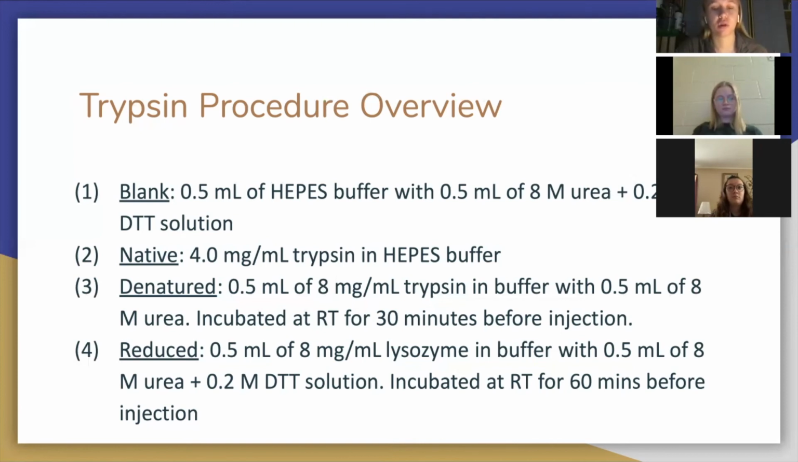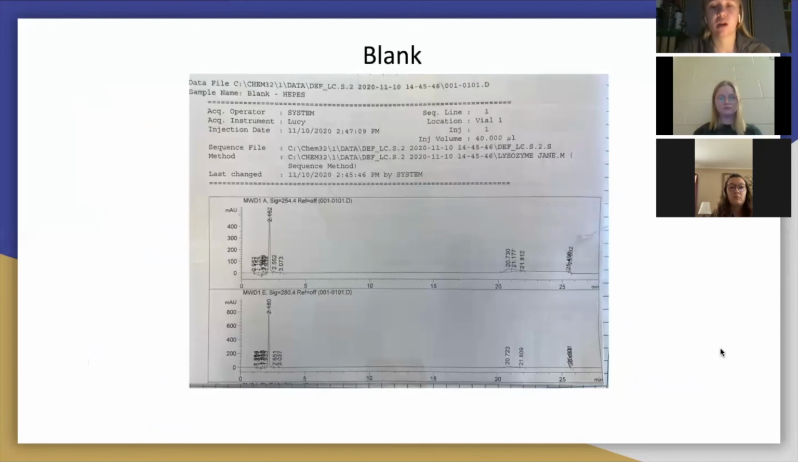The reduced was 0.5 milliliters of 8 milligrams per milliliter trypsin in buffer with 0.5 milliliters of 8 molar urea plus 0.2 molar DTT. And this should say that it was injected right after being made. We originally thought it needed to be incubated for a longer period of time, but we found that was not the case. So this is our blank.